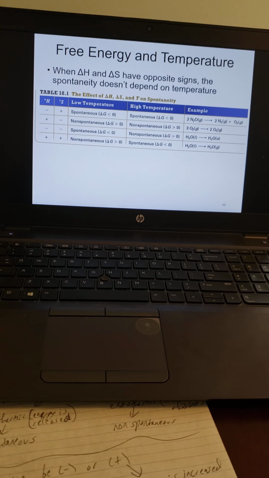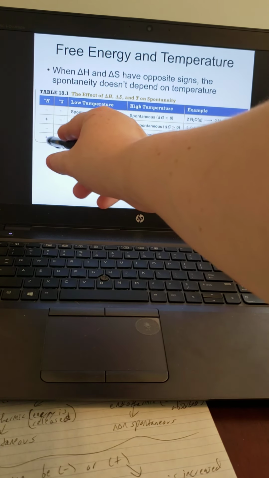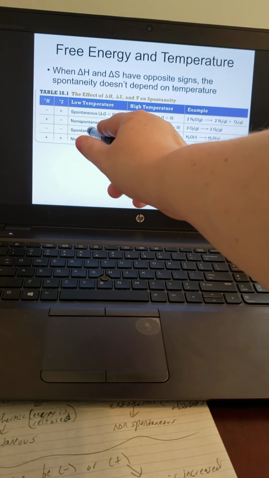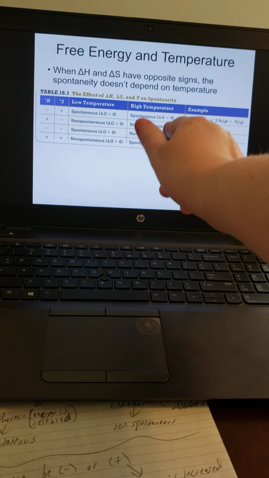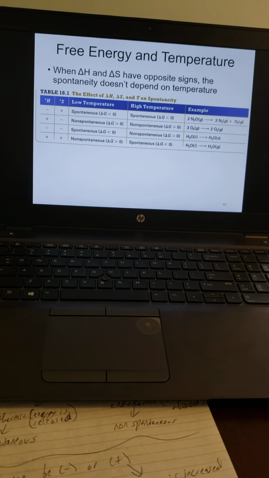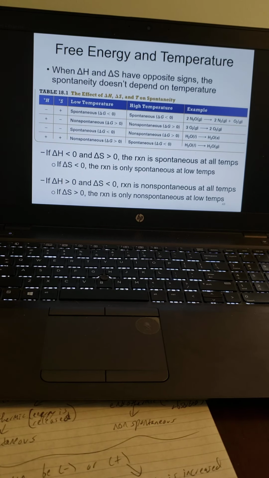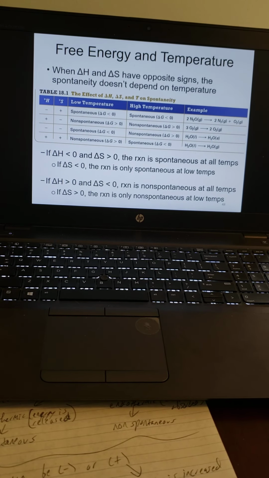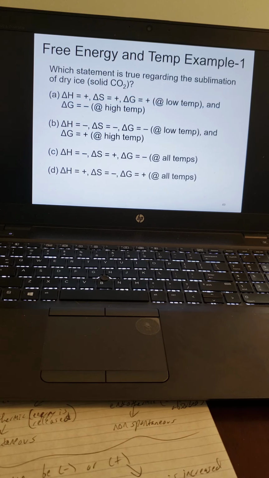Well, what do you notice? Who always wins at lower temperatures? At low temps, you abide by what delta H says. But at high temps, that's when delta S wins. Okay, but delta S can only win at extremely high temperatures. So at low temps, delta H wins. What it says goes. At high temps, delta S wins. What it says goes.